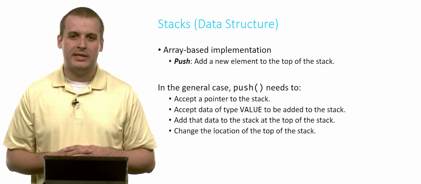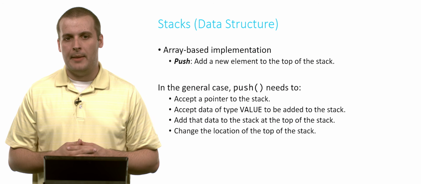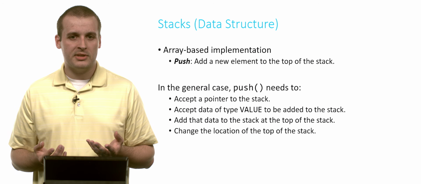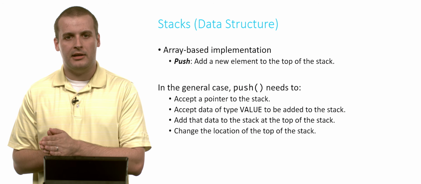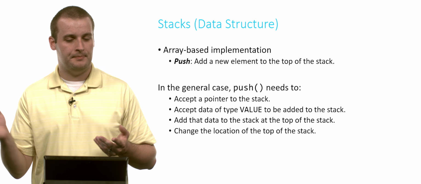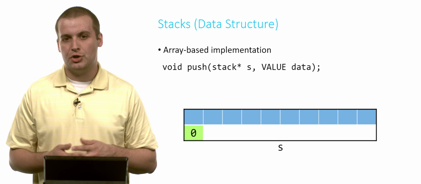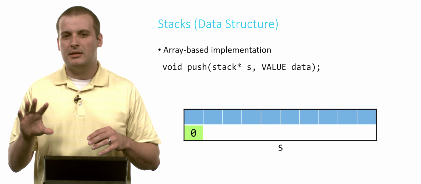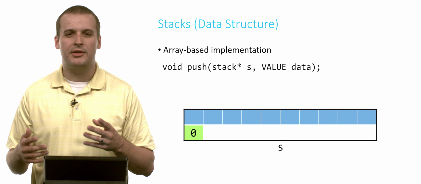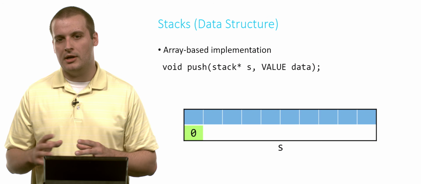The other thing push probably wants to accept is a data element of type value, in this case, again, integer, that we're going to add to the top of the stack. So we've got our two parameters. What are we going to now do inside of push? Well, simply we're just going to add that element to the top of the stack and then change where the top of the stack is, that s.top value. So this is what a function declaration for push might look like in an array-based implementation. Again, this isn't a hard and fast rule; you could change this and have it vary in different ways. Perhaps s is declared globally, and so you don't even need to pass it in as a parameter. This is, again, just a general case for push, and there are different ways to implement it.